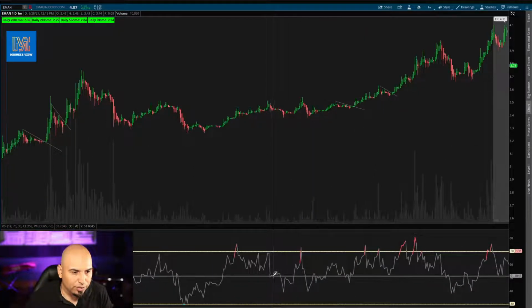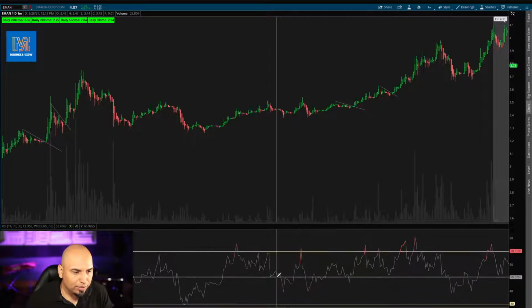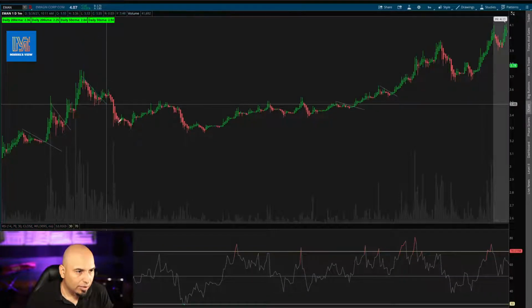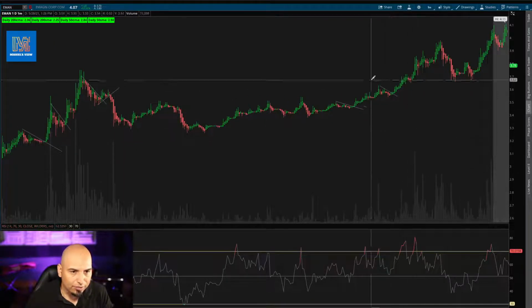This one broke. This one never got through. You see, it broke down. This one kind of broke through, all right, but then kind of flushed down. So you have to also have a plan, have a strategy, and where you're going to get out if it breaks.